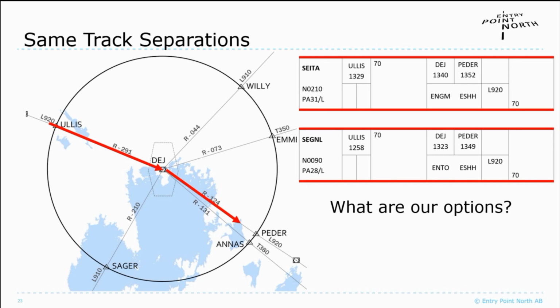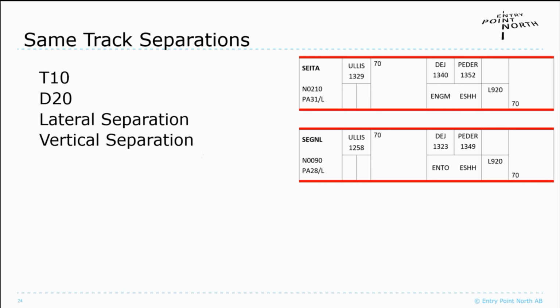Now, in this case, we're looking at same track separations. So, our same track separations, we have 10-minute separation. We can also have 20-mile separation, and then of course we also have lateral separation as another option, and at some point in time we're going to need to use vertical separation. The 10-minute separation, which we'll go through shortly, does work, but as you can see by the times, there is going to be a point in time where this 10-minute separation does not work, and we'll talk about how we will figure out where that is and when to provide vertical separation.